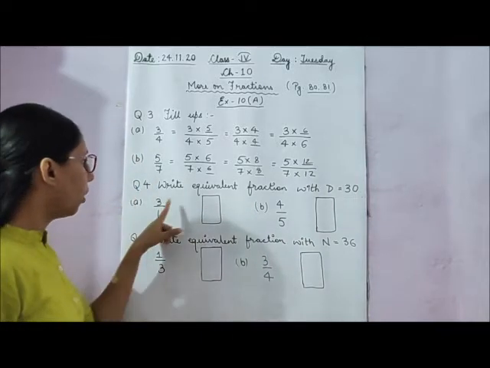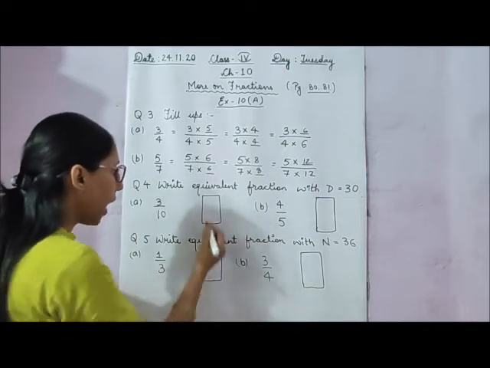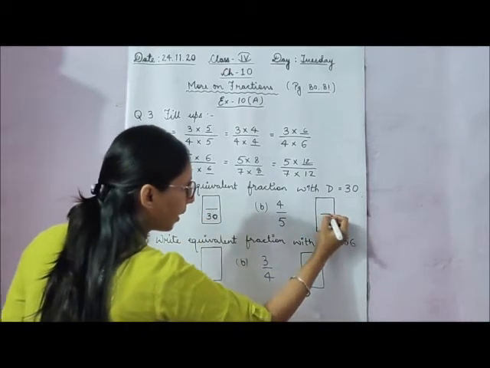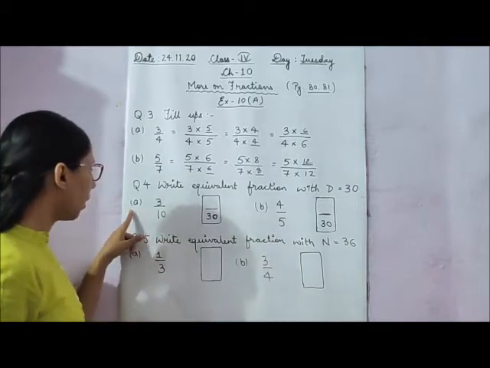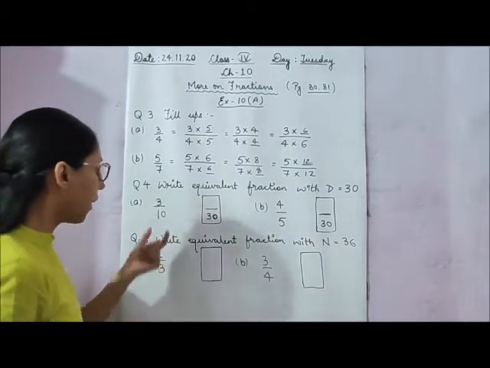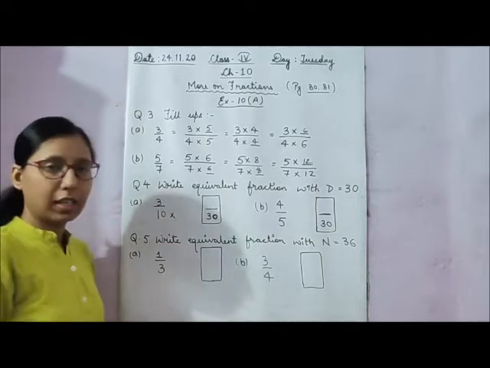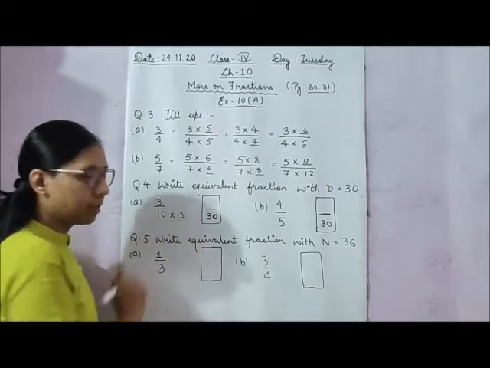In question number 4, write equivalent fraction with denominator 30. So here we have to make the denominator 30. In A part, 3 upon 10, we have to make this 10 into 30. So what do we multiply 10 by so that we'll get 30? So 3 times 10 is 30.